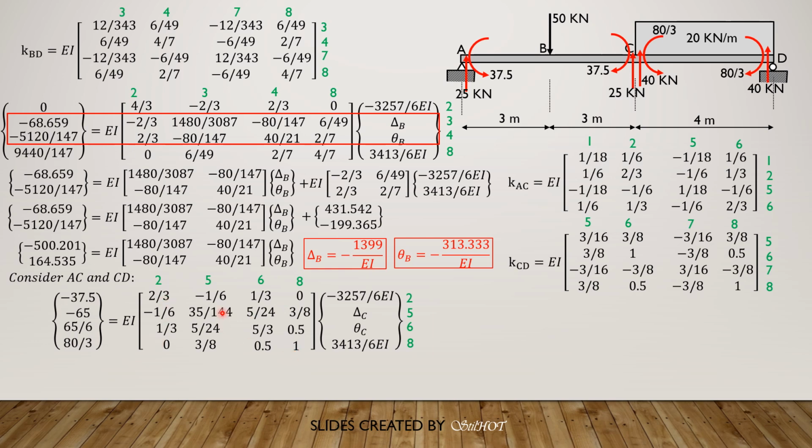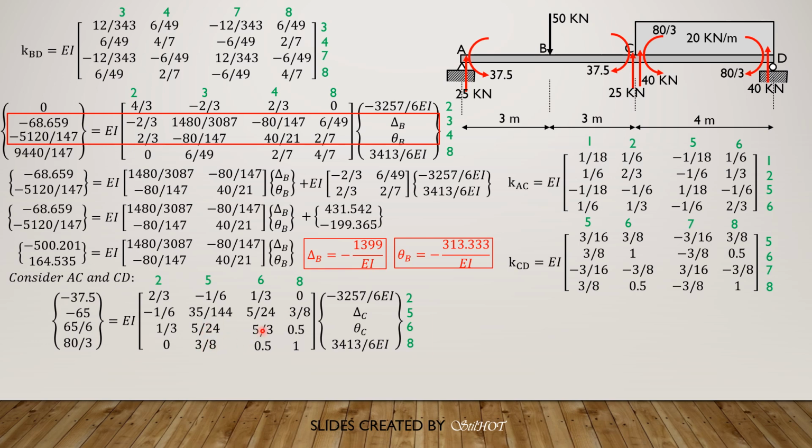This is 5, 5. So 5, 5 is 1 over 18 plus 3 over 16, which is 35 over 144. This is 6, 5. So 6, 5 is negative 1/6 plus 3/8, which is 5 over 24. And this is 8, 5. 8, 5 is 3/8 only. Then copy 5 over 24 here and 3/8 here.